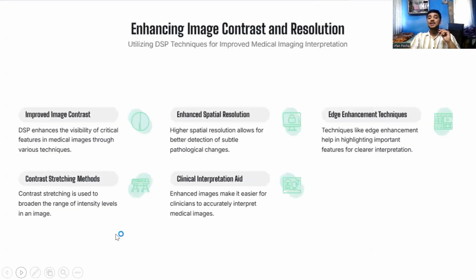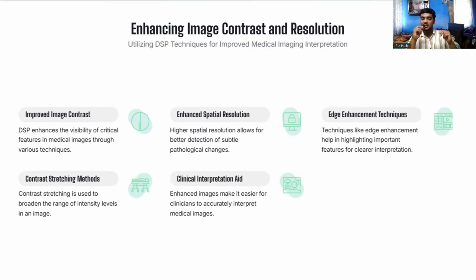Next, enhancing the image contrast and resolution. Now we know what role DSP plays in noise reduction. Now we'll see how DSP techniques are used for improving medical imaging interpretation. Okay, improved image contrast. DSP enhances the visibility of critical features in medical images through various techniques, so that the images have good clarity and can be examined by doctors, physiotherapists, or those who are specialized, so that they can read them clearly.